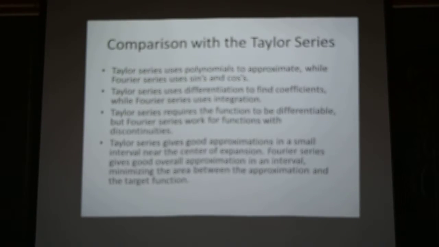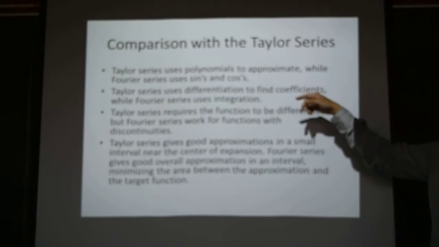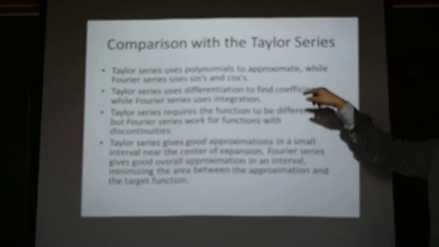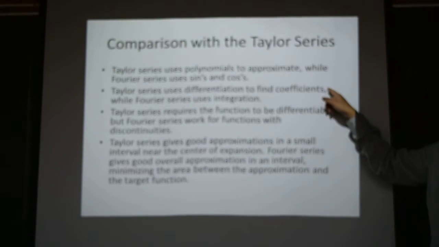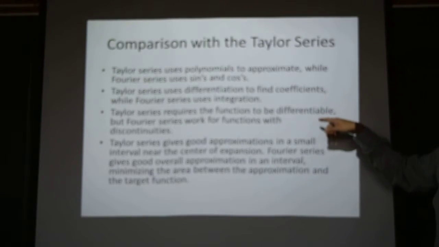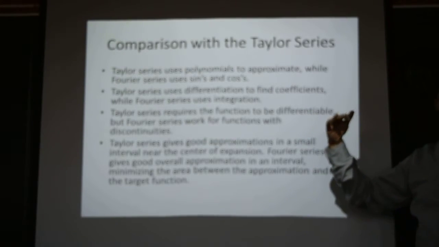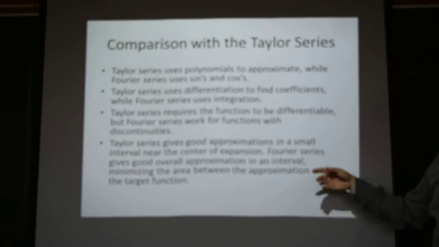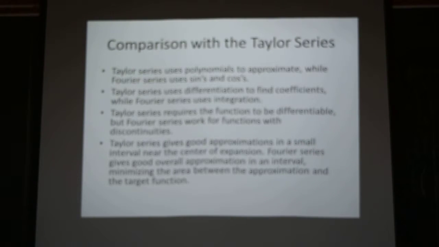Now, you might remember some resemblance with the Taylor series. Taylor series uses what to approximate? Polynomials to approximate, right? And Fourier series uses sines and cosines. Taylor series uses differentiation and plugging in 0 both sides to get the coefficient, right? Here you use integration against sine and cosine. Taylor series requires the function to be differentiable, but Fourier series can even work when the function is not even continuous, because we don't differentiate, we integrate. That's the reason.